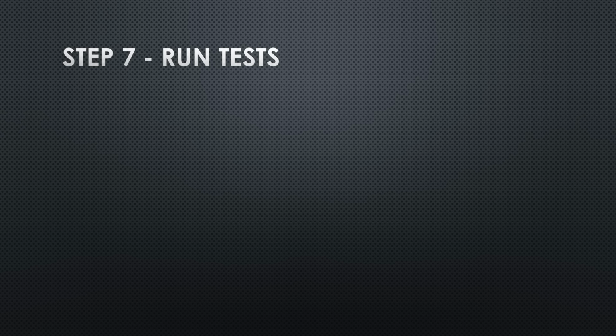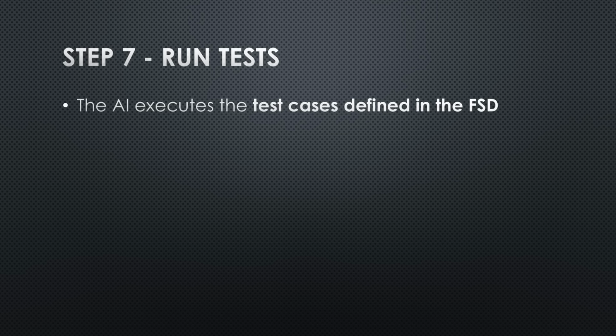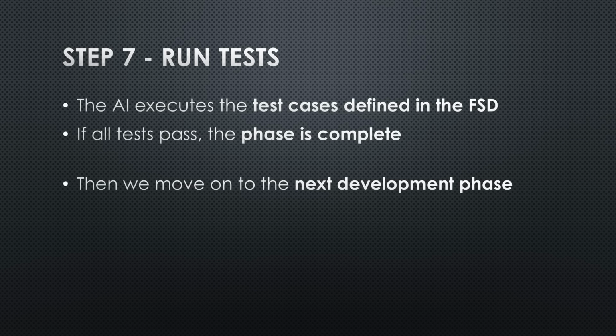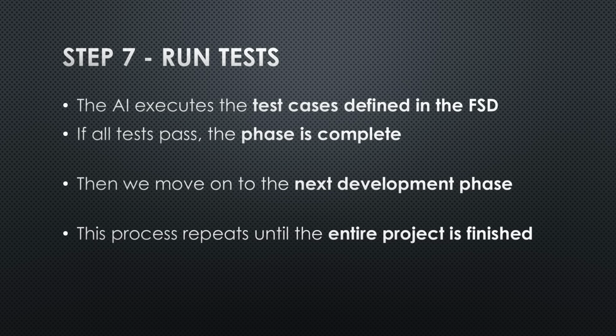Step number 7, run tests. Next, the AI executes the test cases defined in the FSD. If the tests pass, the phase is complete. Then we move on to the next development phase. This process repeats until the entire project is finished.